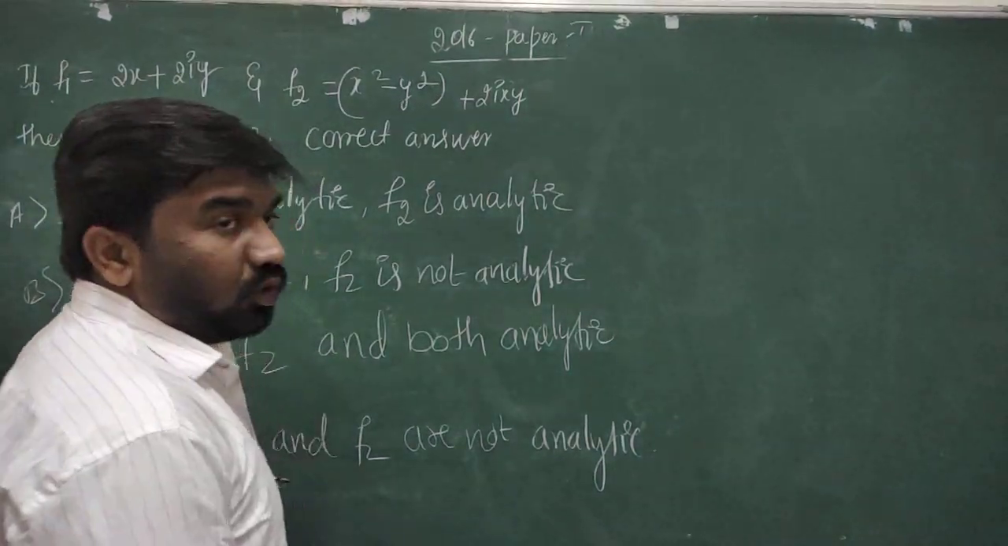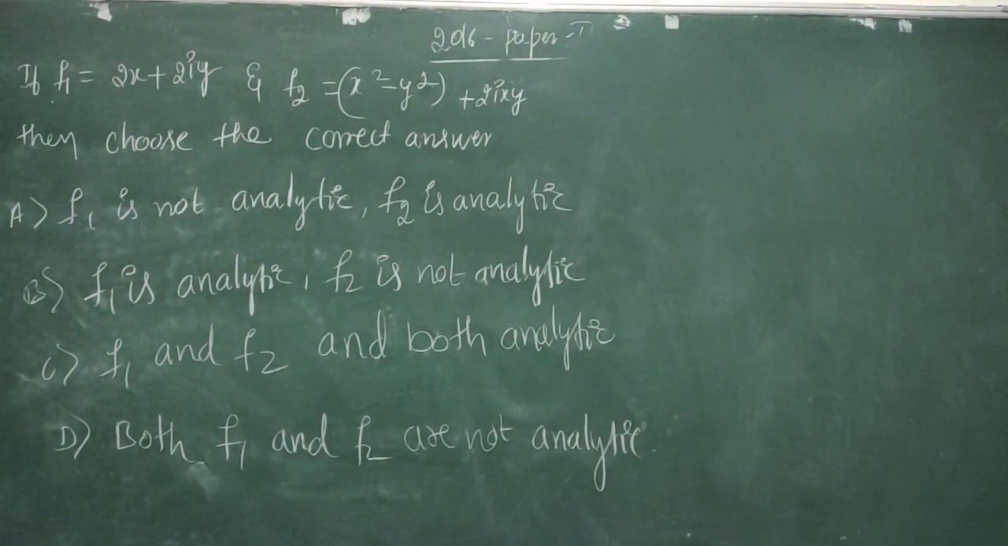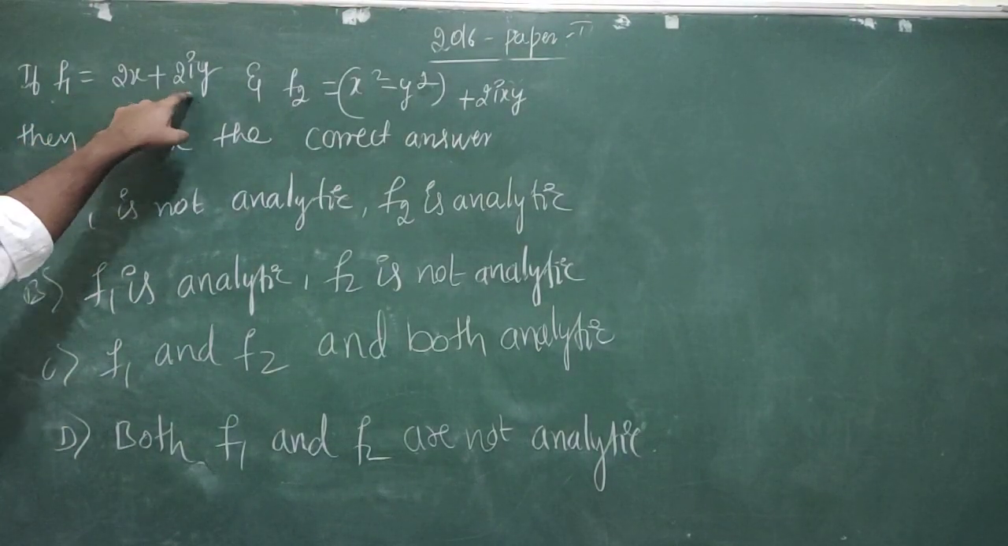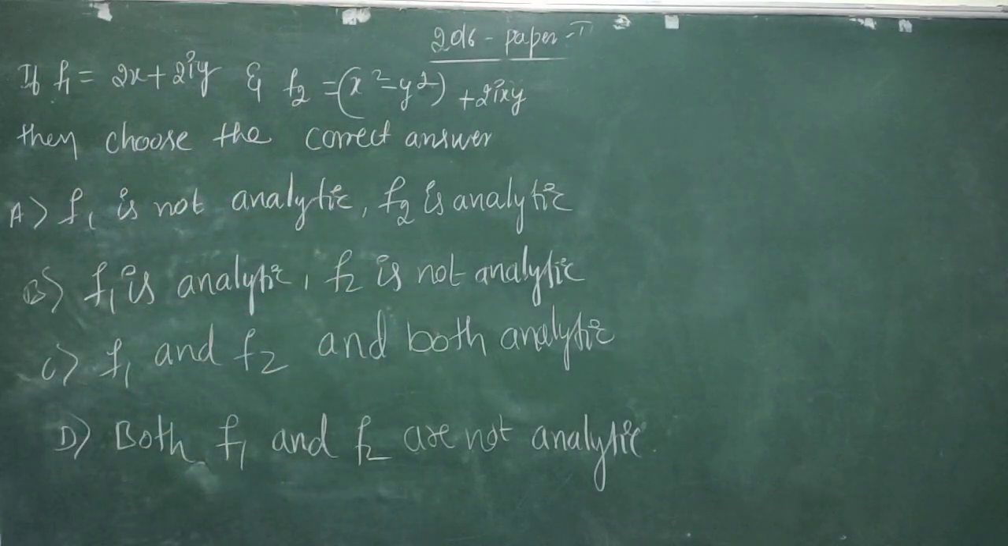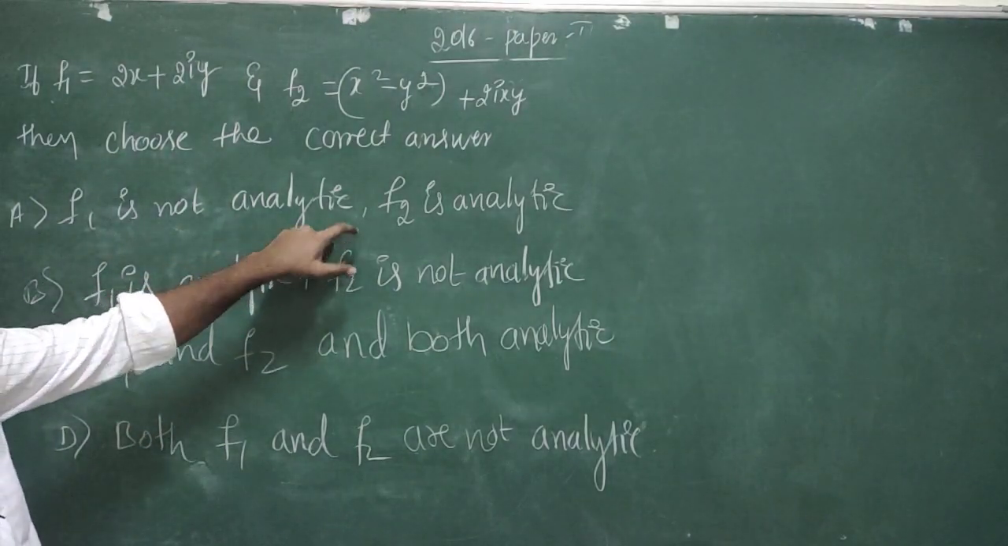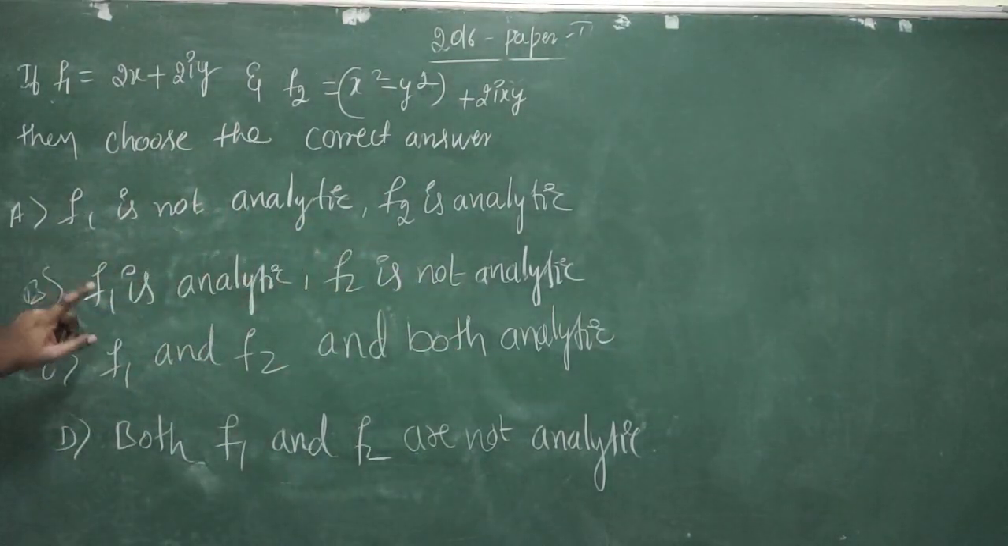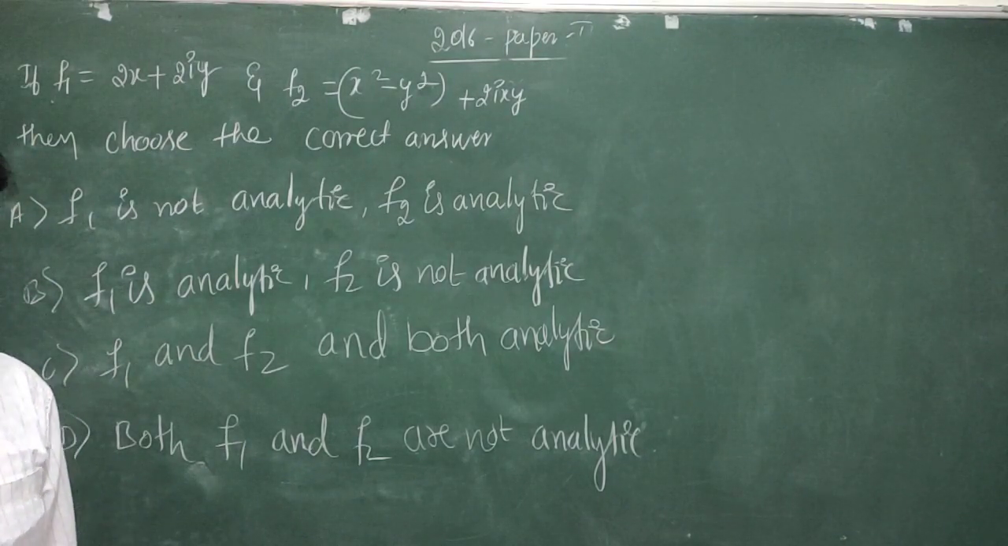So this is the question based on complex analysis. If f1 is equal to 2x plus 2iy and f2 is equal to x square minus y square plus 2ixy, then choose the correct answer. f1 is not analytic and f2 is analytic, either f1 is analytic and f2 is not analytic, f1 and f2 both analytic, or both not analytic.